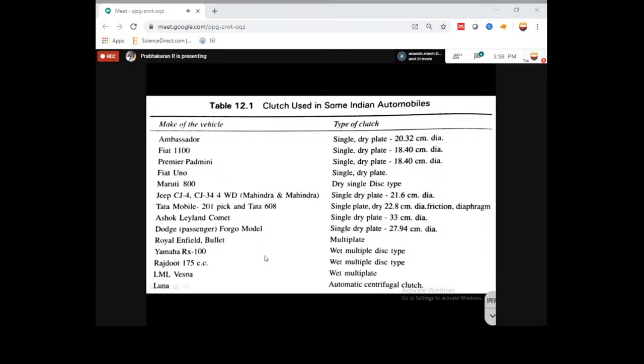See the Royal Enfield, we have used the multi-plate clutch. We have wet and dry. Wet means we want to reduce the heat because the number of surfaces is very high. This is for the survey, and from that you can easily understand where we are using single plate and multi-plate clutches.